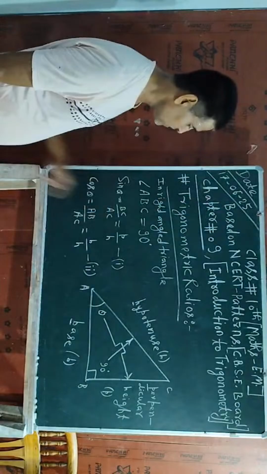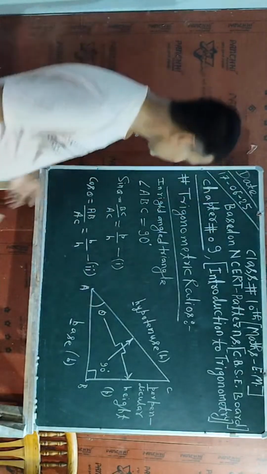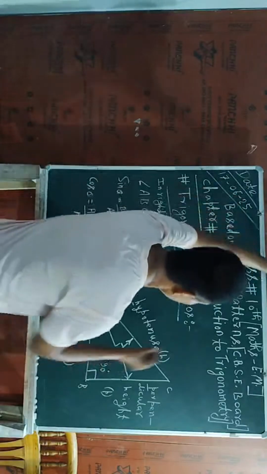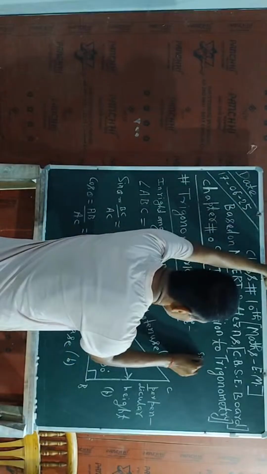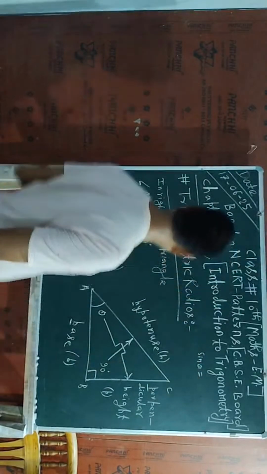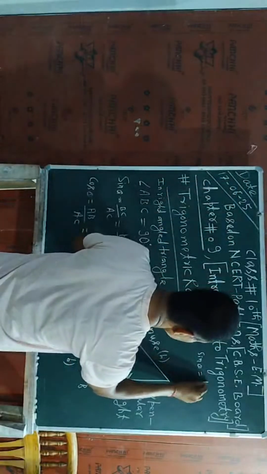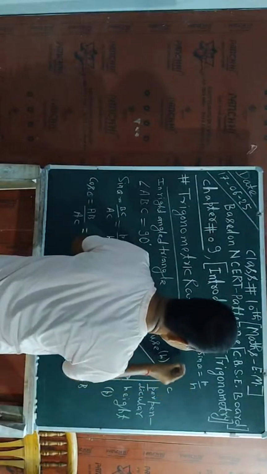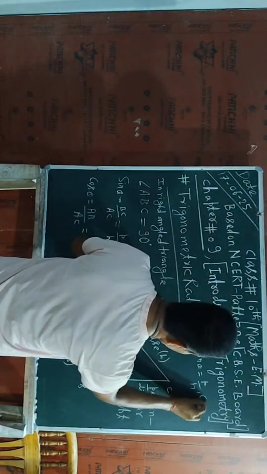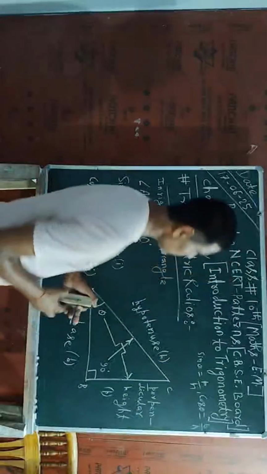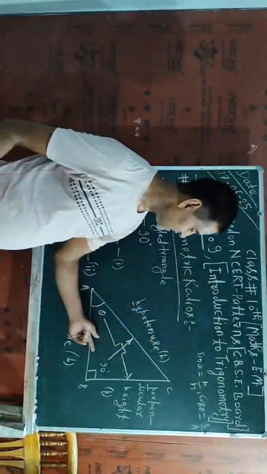Okay, students. Now further I am going to erase this one. Now this information I will keep for further revision. Okay. So here I am going to write sin theta. Sin theta is equal to P divided by H. P divided by H, I have written. Similarly, I will write cos theta. Cos theta is equal to B divided by H. B divided by H. So I have got two trigonometric ratios from this right angle triangle.